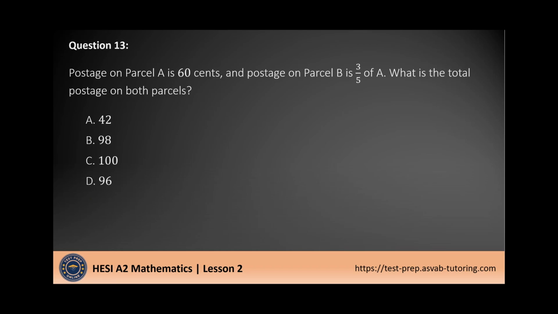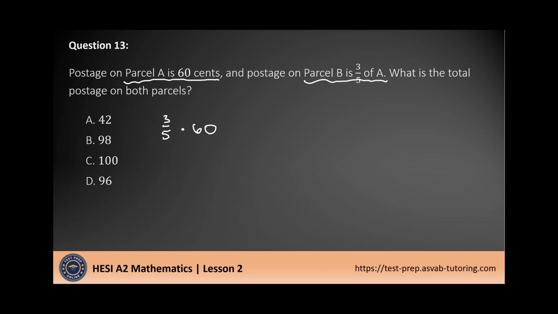Postage on parcel A is 60 cents and postage on parcel B is 3/5 of A. What is the total postage on both parcels? So parcel A, 60 cents. Parcel B, 3/5 of A. Remember, of means multiplication. So if we want to find the cost of parcel B, we're going to do 3/5 times A, which was 60.